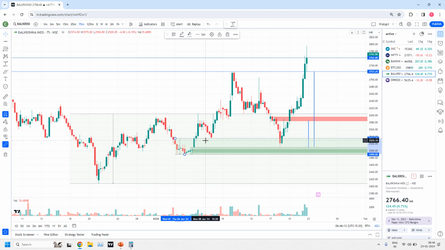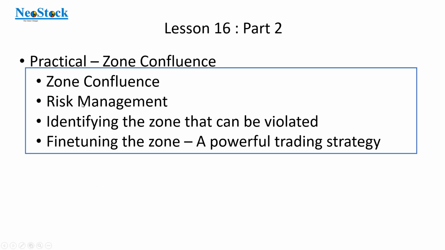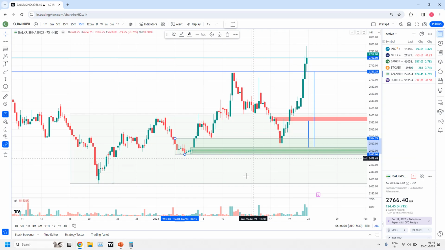The 75 is a high liquidity zone. That itself is very powerful. Apart from that, another power is added: fine tuning the zone, a powerful trading strategy. Now two powers are added. Apart from these two powers, a third power is also added. What is the third power? Our decision making table, which I explained. If the trend is in our favor, price direction is in our favor, and location is in our favor, then it is a bullish trade setup.